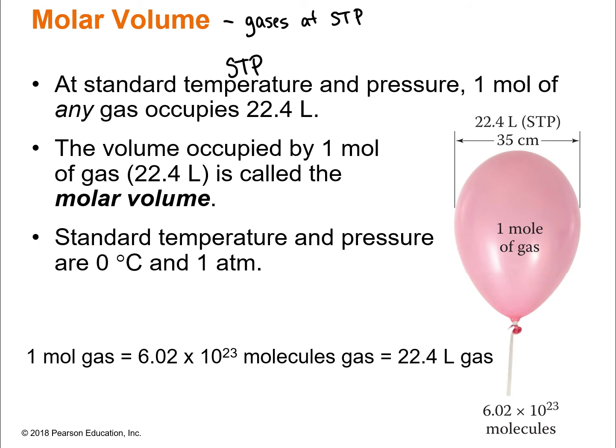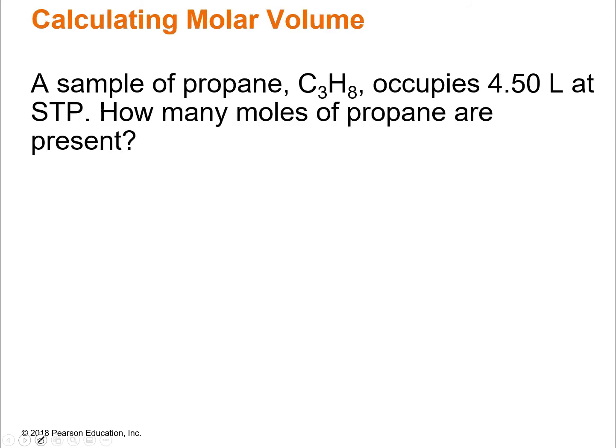So for gases only, we can say that 1 mole of gas has 6.02 times 10 to the 23rd gas molecules, and that it has a volume of 22.4 liters. That's molar volume. But how do we use molar volume?